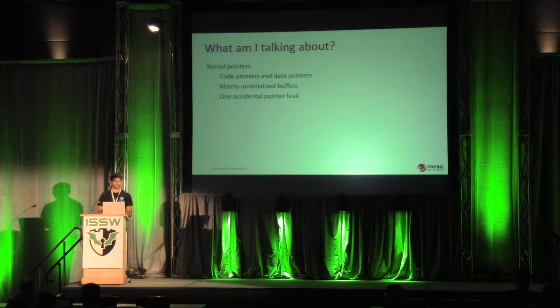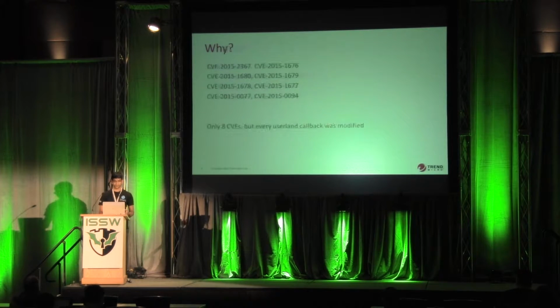Today I'm going to be talking about leaking of Windows kernel pointers, specifically a mix of code pointers and data pointers. The example I'm going to go into is a data pointer leak. Most of the bugs that I found are uninitialized buffers, but the one I'll be focusing on is an accidental pointer leak. And as for why, I found I only got 8 CVEs.